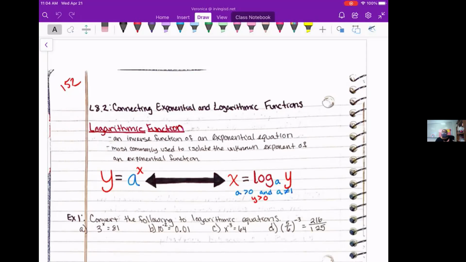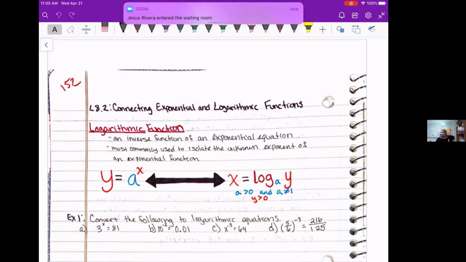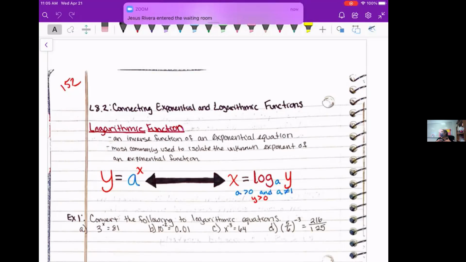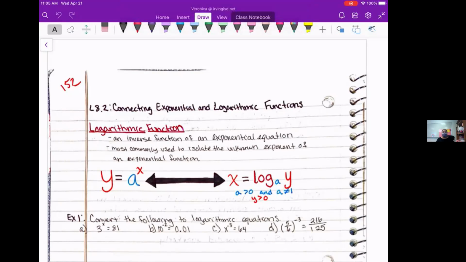Honestly, logarithmic functions were created back in the day before we had calculators. Logs were used to express really big numbers. We don't really need them as much anymore, in my opinion, because we have calculators, but they're still really important in software engineering or programming. You still need these functions to create the technology we use. So it's still used; we just don't physically use it the way they did back in the day.